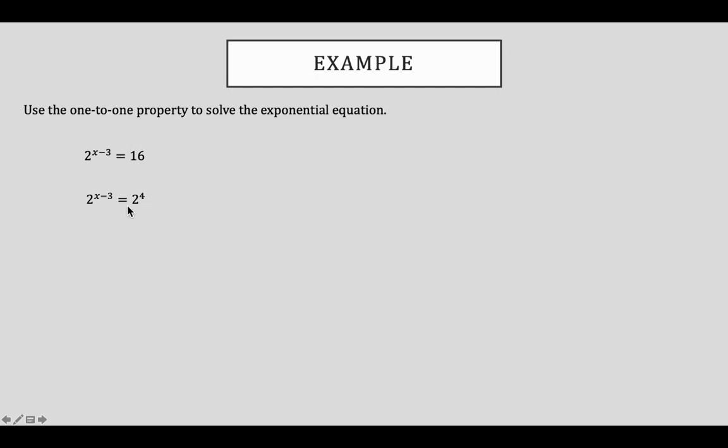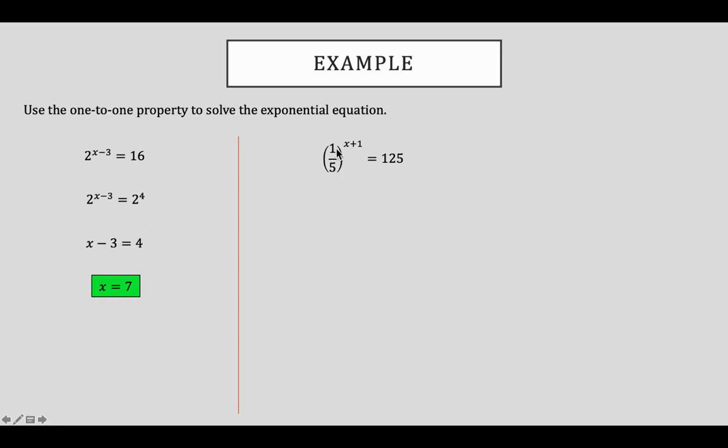Now that I have two exponential quantities equal to each other with the exact same base, that means that the exponents must be equal. In other words, x minus 3 must be equal to 4. Now we have set up a very basic algebraic equation that we can solve by adding 3 to both sides of the equation, giving us our final answer of x is equal to 7. Let's try another one. So here we have 1/5 raised to the x plus 1 is equal to 125.